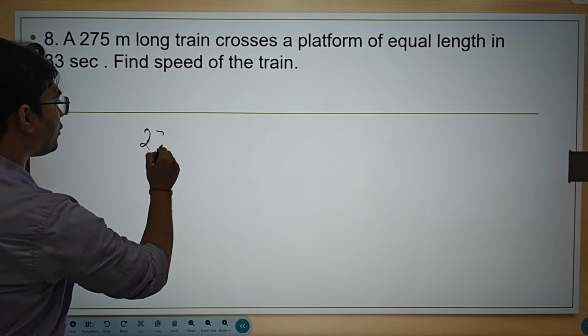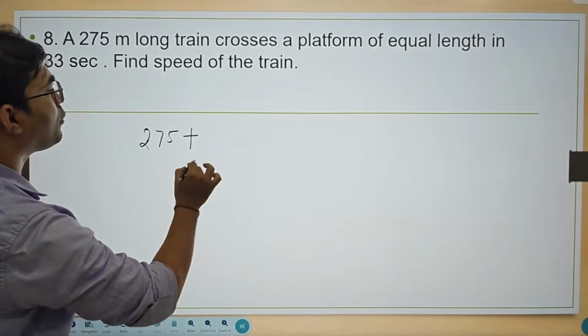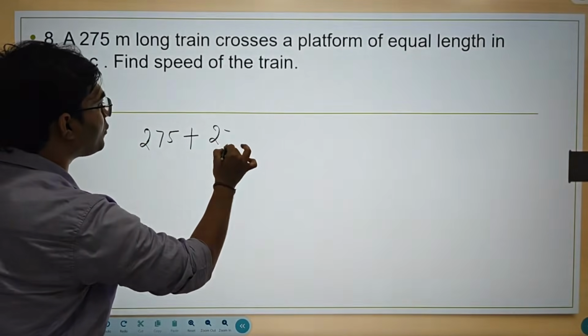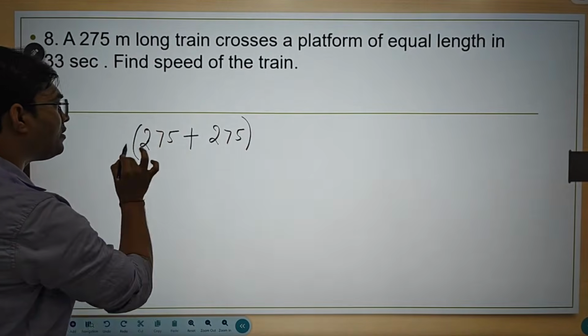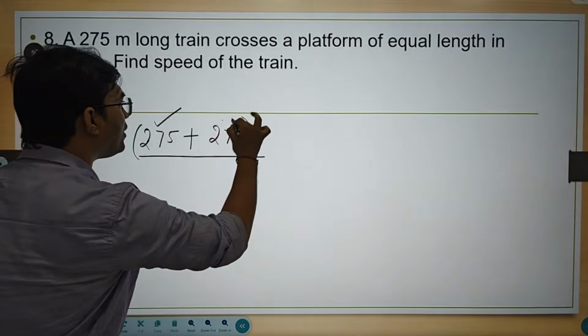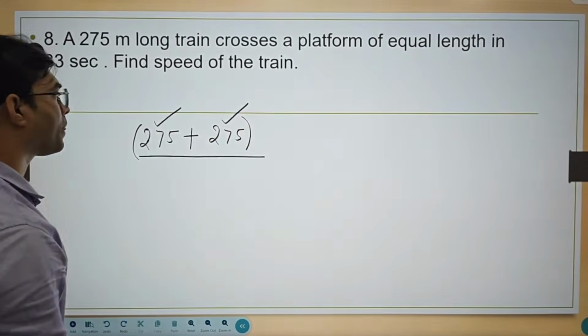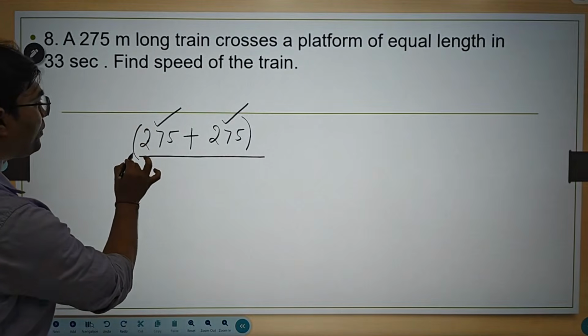275 meter is the length of the train, plus what is the length of the platform? The length of the platform is also equal to the length of the train. The train is crossing the platform. It means the distance traveled by the train will be equal to the length of the train plus the length of the platform. Fine. This is the value of your distance. We are supposed to find the speed of the train.